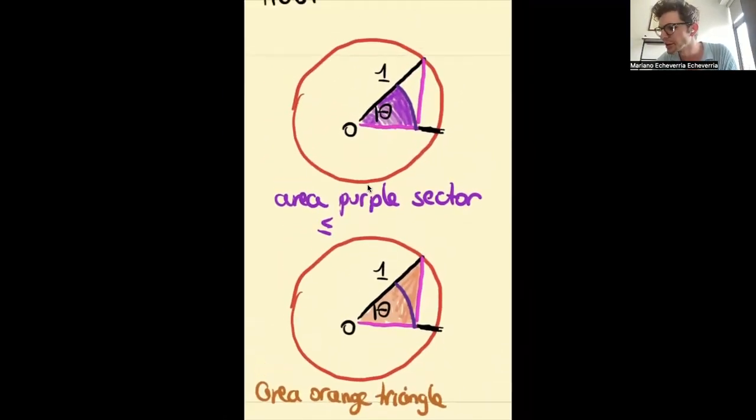Okay, first maybe I should stop. Everyone is convinced that the area of the purple region should be less than the area of the orange region. Hopefully, that looks plausible, right? Because one is inside the other, right?